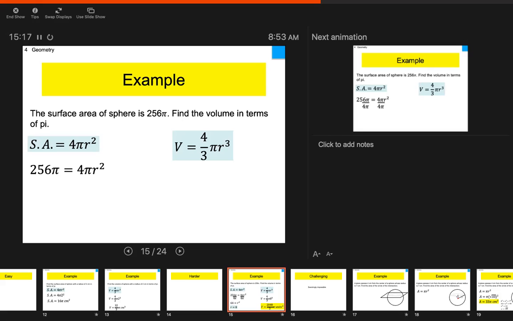Bree, what do you think we should do to both sides of the equation to solve for r?